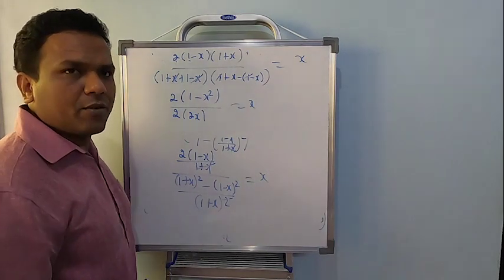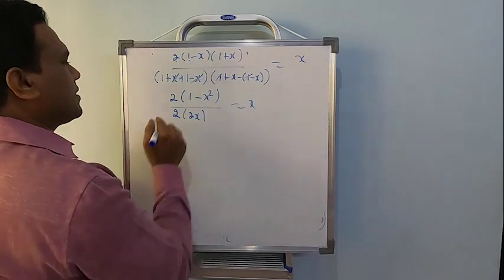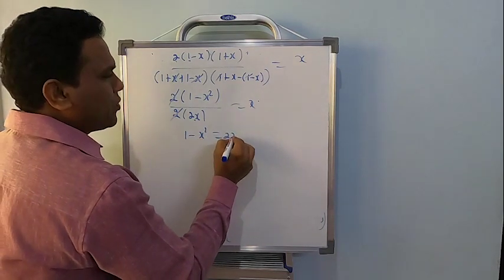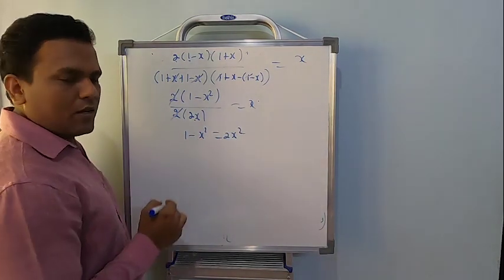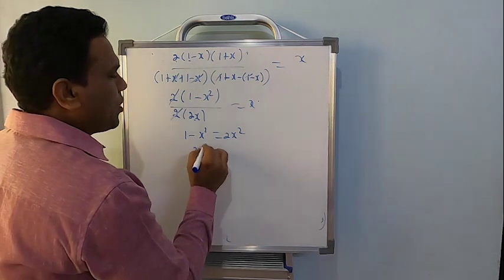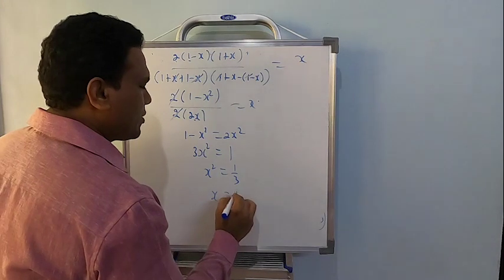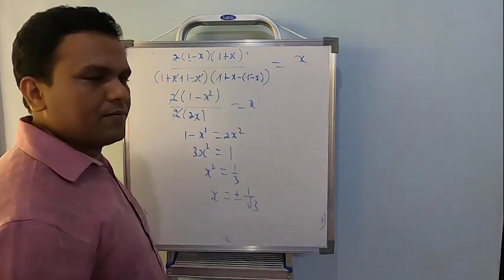This is what remains for me. I should simplify this further. Eliminate 2 and 2, cross multiply here. 1 minus x square is equal to 2x square. That's fine. Now 1 minus x square equal to 2x square, or 3x square equal to 1, or x square equal to 1 by 3, or x equal to plus or minus root 1 by 3.